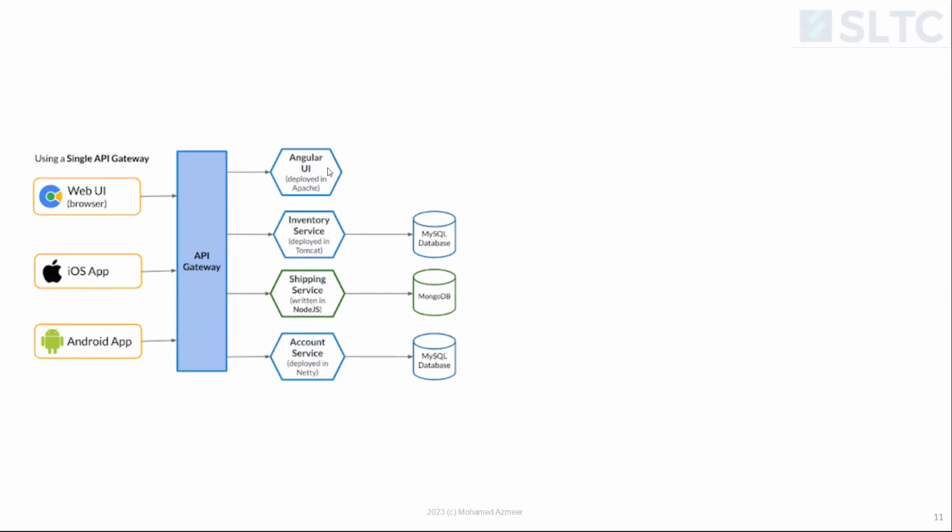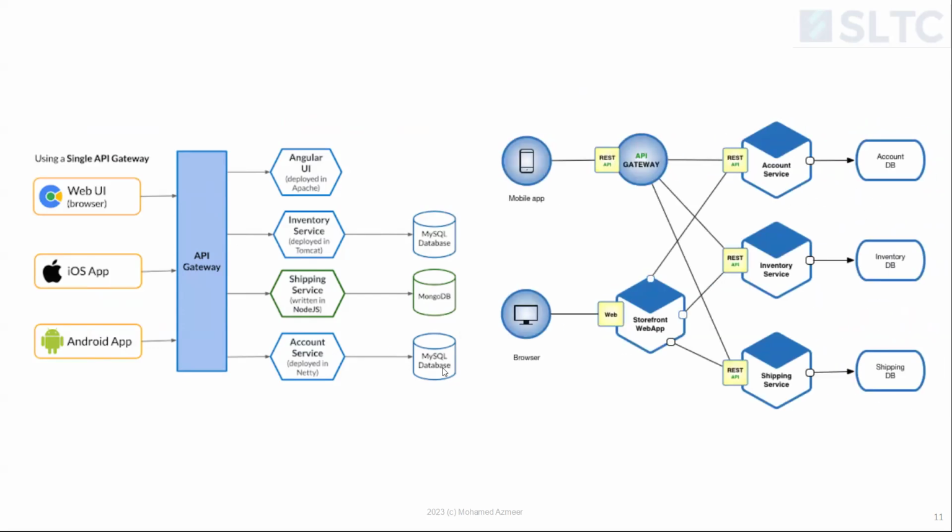So the first one is Angular UI. Second is inventory service. Third is shipping service. And then we have account service. Account service is directly connected to the database. Here, shipping service is connected to something else. Inventory service is connected to something else. So the diagram on the right-hand side is another way to look at this as well.